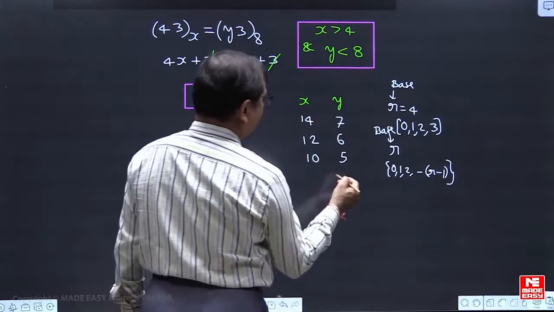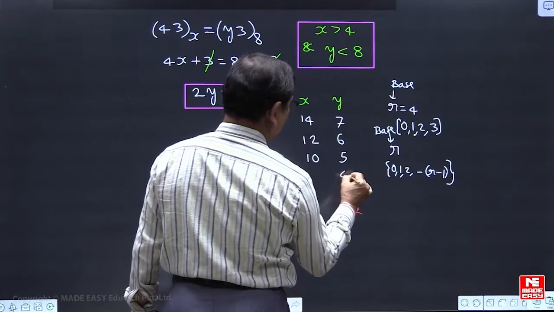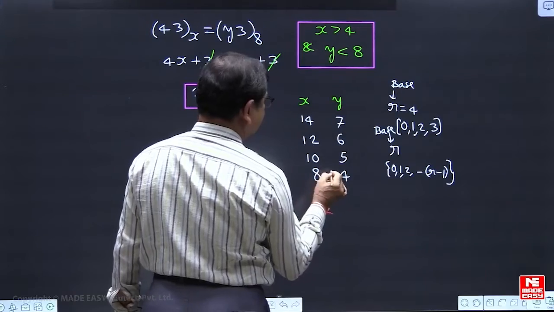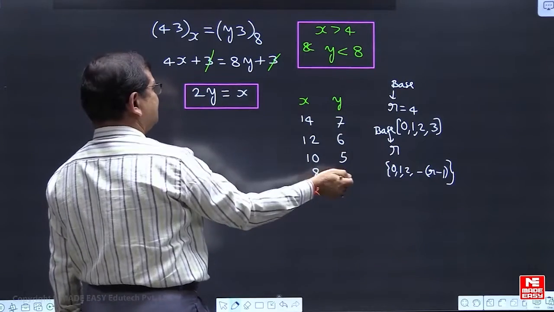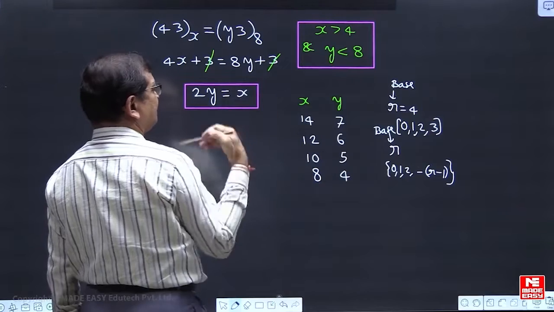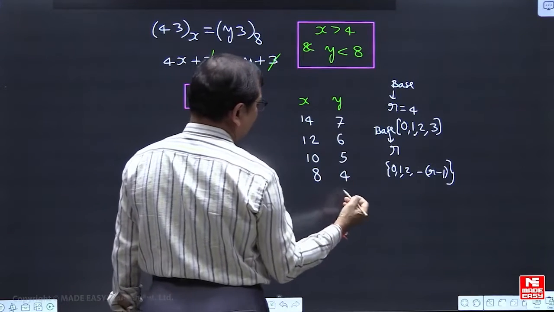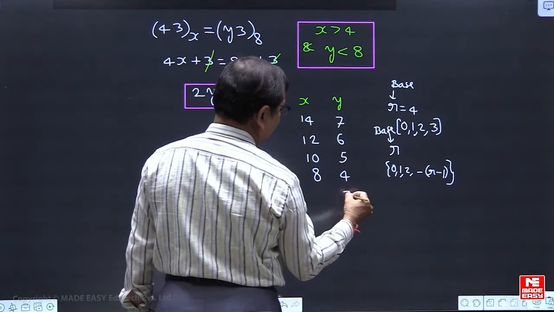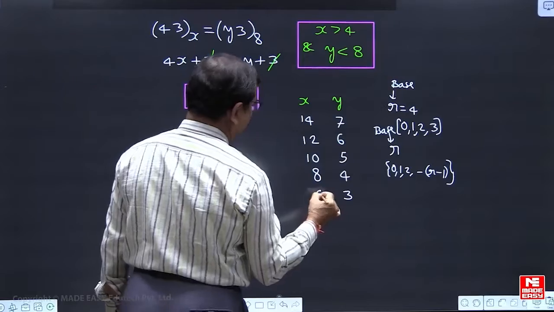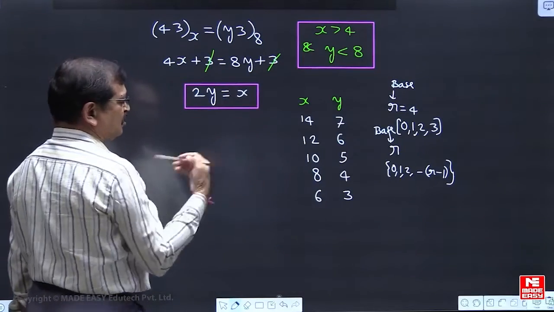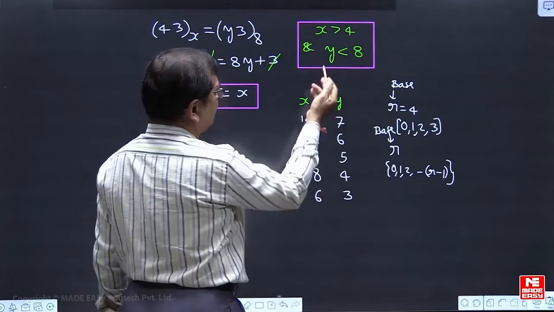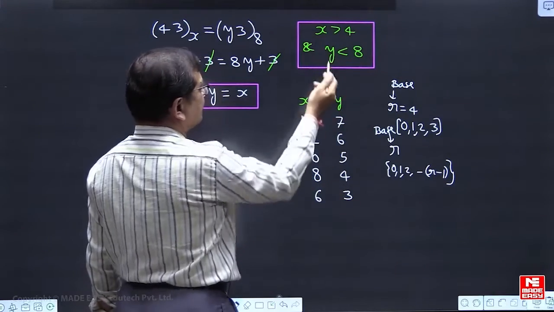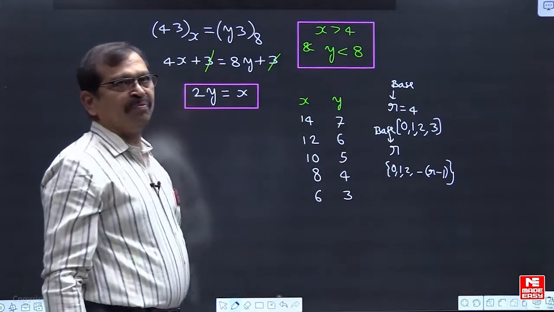And y, if it is 4, then x is 8. So it is also satisfied. So y is less than 8, x is greater than 4. Similarly, if y value is 3, then x will be 6. So by using this, we get this x value. So it is also one possibility. y is less than 8 and x is greater than 4.